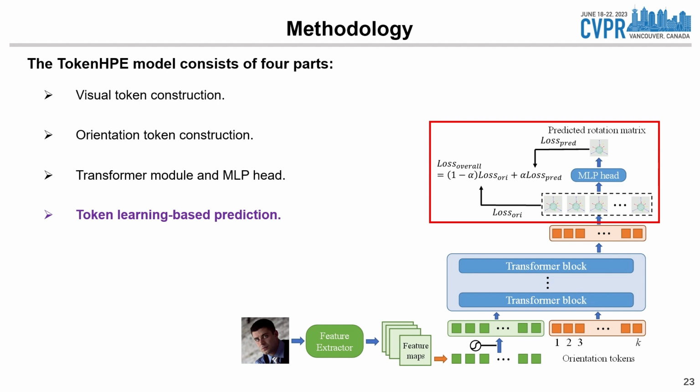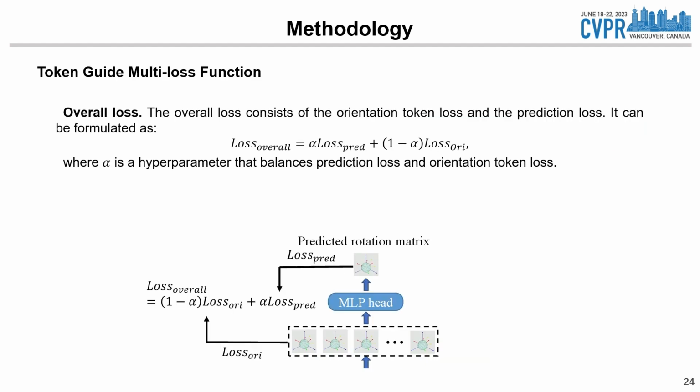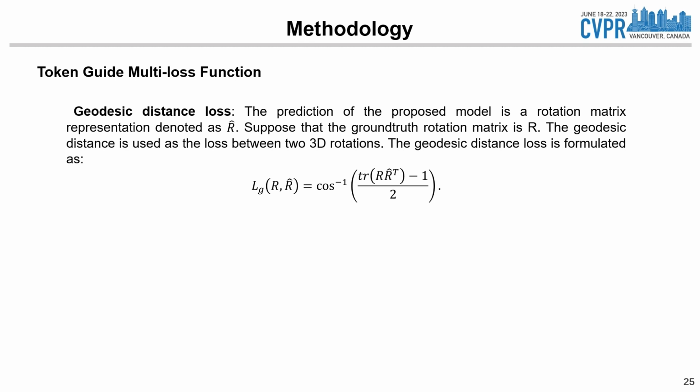The last part. Token learning-based prediction. We designed a novel token guide multi-loss function for training the orientation tokens. The overall loss consists of 2 parts, namely, the orientation token loss and the prediction loss. A hyperparameter alpha is set to balance the 2 losses. Since the prediction of the proposed model is a rotation matrix, we measure the loss by the geodesic distance between 2 rotation matrices.